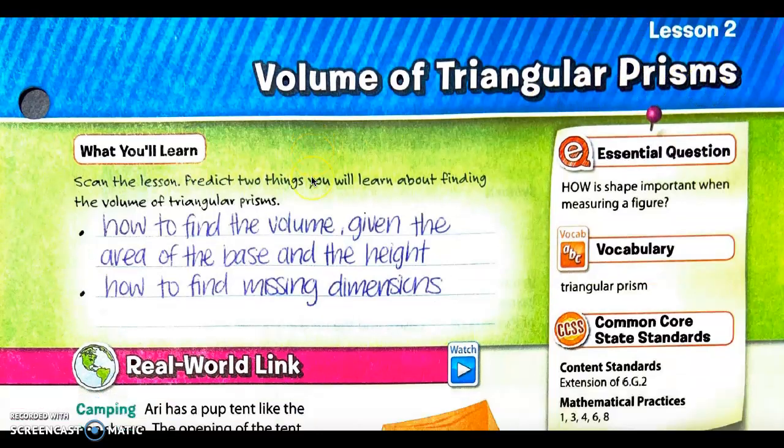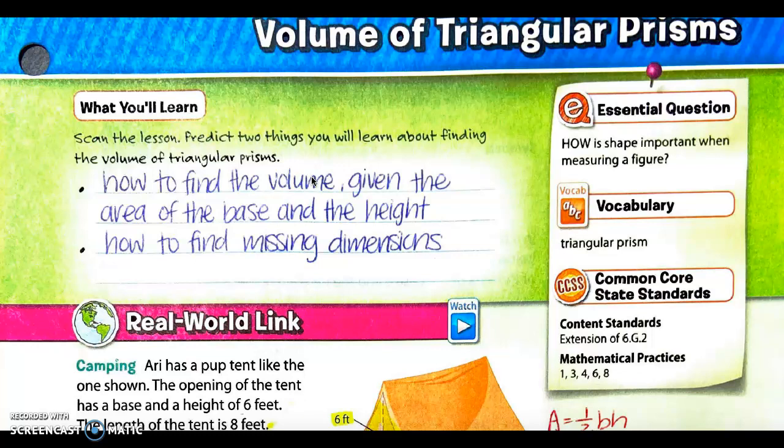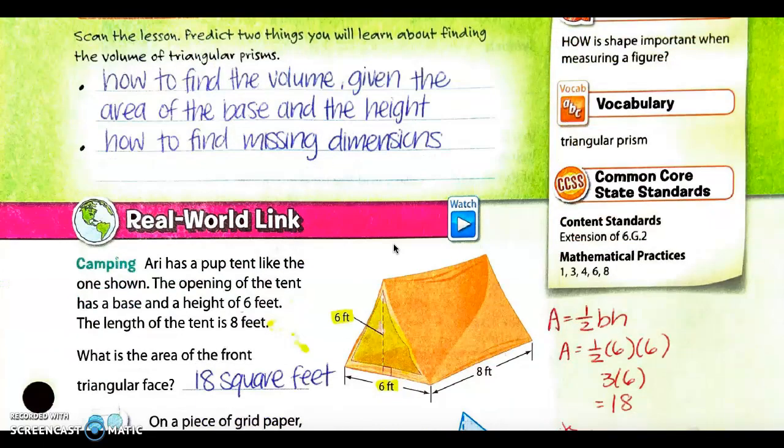Okay, so it says scan the lesson; it previews two things you'll be learning. To find the volume of a triangular prism, what's going to be given is the area of the base and the height. And then in addition, you're going to find the missing dimensions.